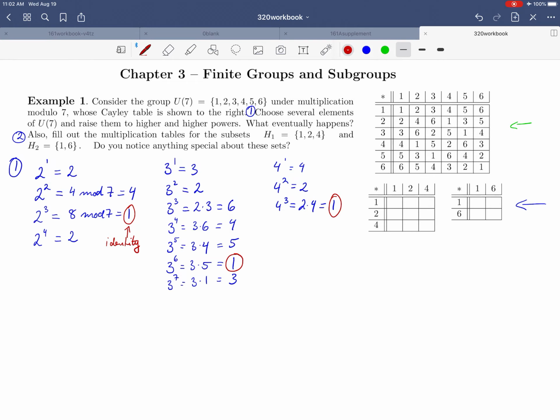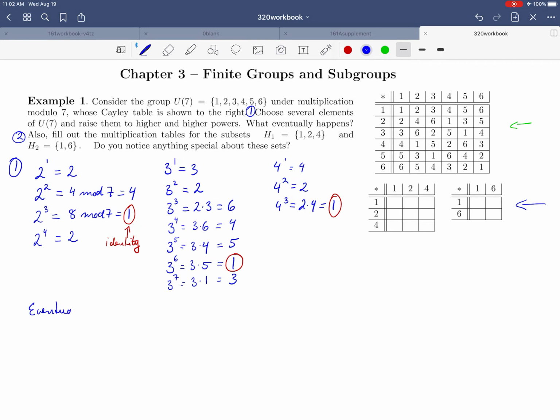So when you're looking at these 3 examples, it seems like we cycle through a few different elements in our group, but eventually we reach the identity, and then the whole cycle starts over. This will also happen when you're doing this with 5 and with 6. So this is interesting. We can write down our observation. Eventually, if the powers are high enough, we return to the identity.